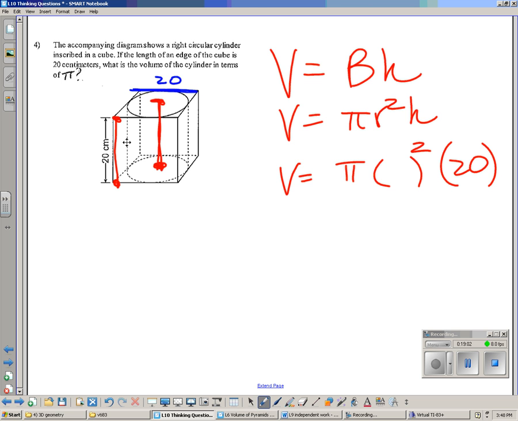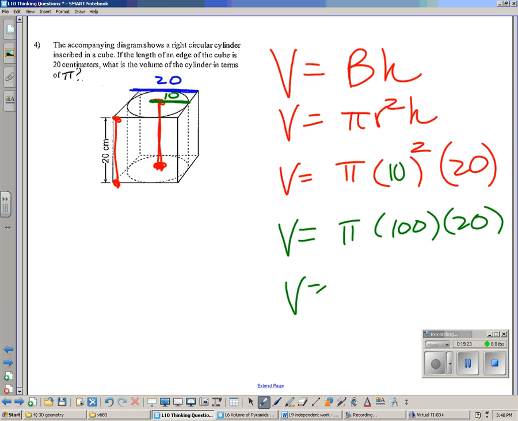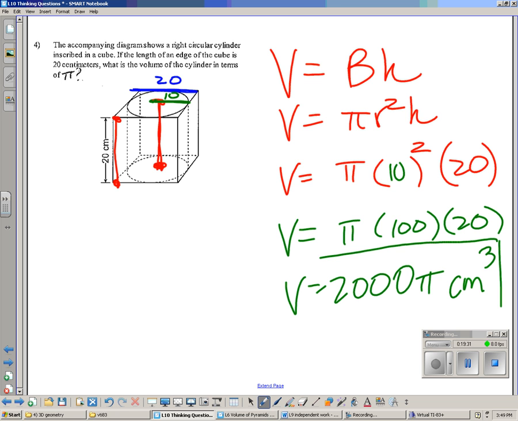Now if we looked at this for a moment, half of 20 is 10. And if you notice, that 10 is precisely the radius of the cylinder. So the radius of the cylinder is 10. So now we can get the volume in terms of pi. 10 squared is 100 times 20. 100 times 20 is 2,000. Units are important. The lengths were measured in centimeters, so the volume is in centimeters cubed.